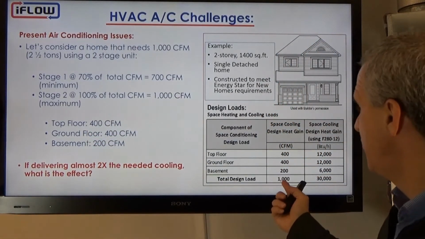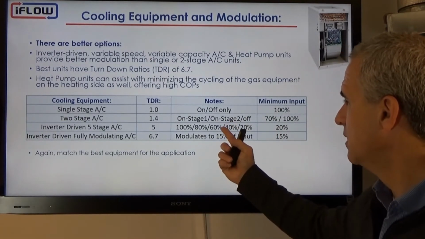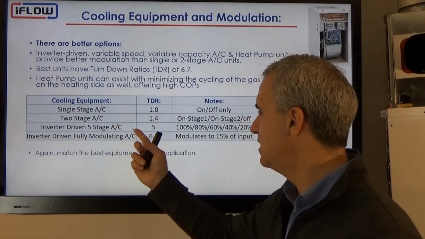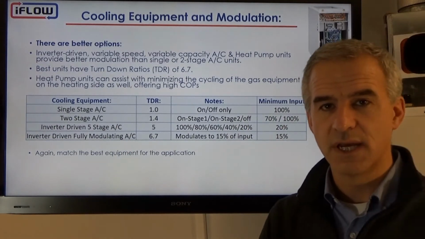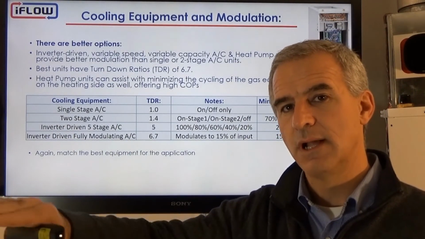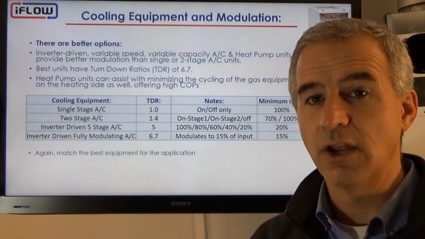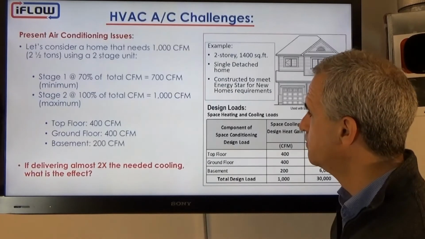So 400 would be 40%, and as we saw, can we do 40%? Absolutely. We can do 40% with the 5-stage unit without problem, no cycling. We can run the inverter. The inverter will just run continuously and give you great efficiency, great performance, and no freeze-up issues in the home.